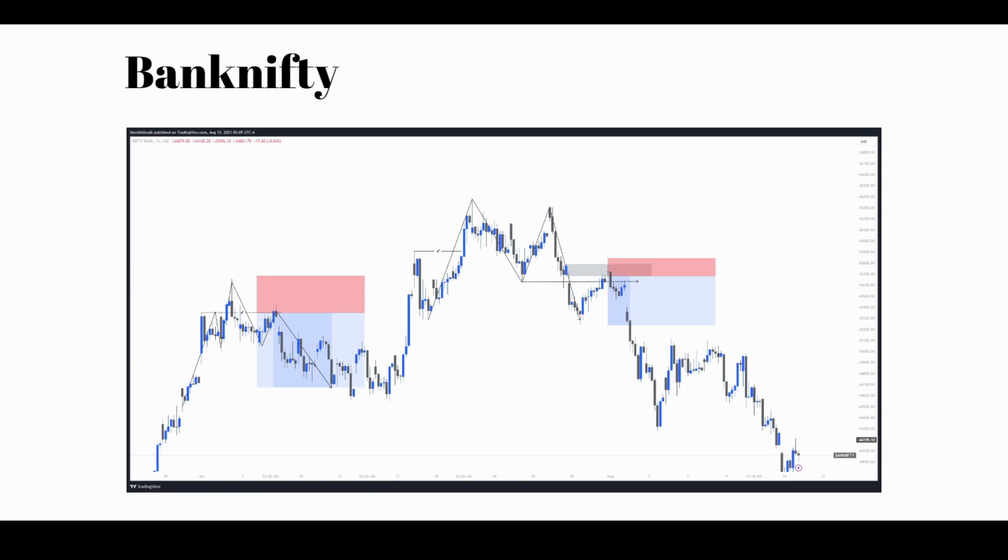मैंने जानबूझ के वो सब चीज़ें ड्रॉ नहीं की है, just to see that did you guys identify the change of character or not. Yes, we have a proper change of character. Price taking out this low. Okay, giving us a change of character here. I guess we have taken out that low also, but it doesn't matter.